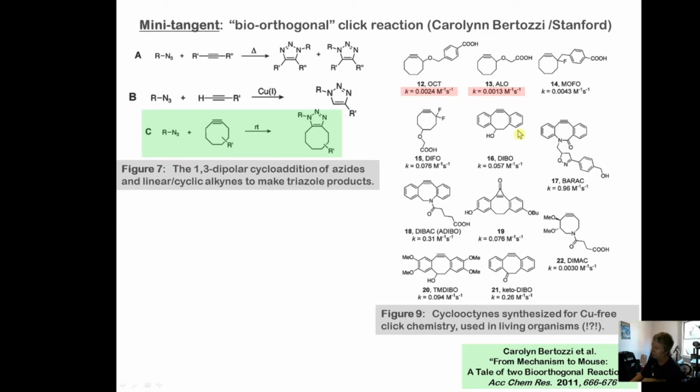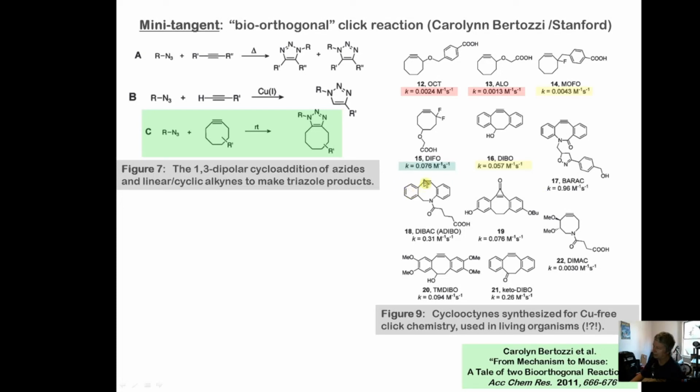But what they found is, they give them fun names too. This is OCT, and this is ALO, and this one is called MOFO, which is a higher rate reaction. Just by adding the fluorine, really, and maybe changing the framework a little bit, they get a pretty sizable jump in the rate. It goes 2 times faster than OCT, and almost 4 times greater than ALO. And DIBO is another one where they have 2 benzenes on both sides. And this is a pretty sizable rate increase from where they started.